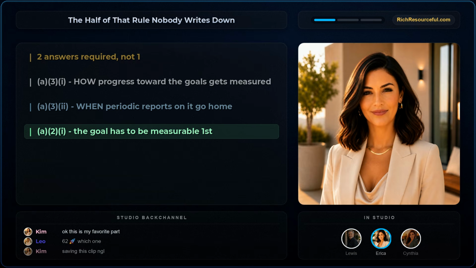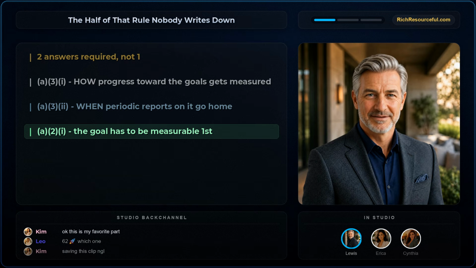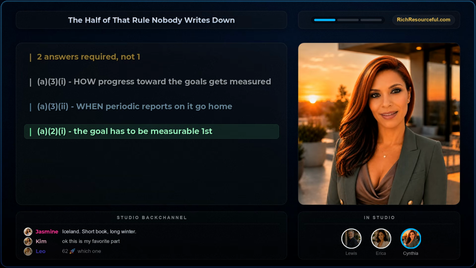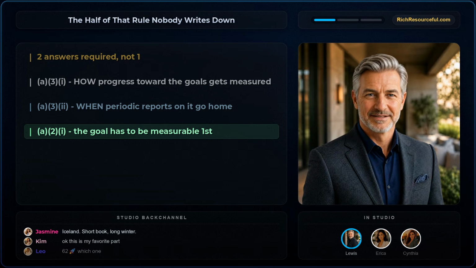What do we call a goal nobody can measure? A wish, filed in triplicate. And the district will still ask you to progress monitor it, which is roughly like timing a race nobody started. Says the man with settled opinions on kettle temperature. Yes, the point holds.